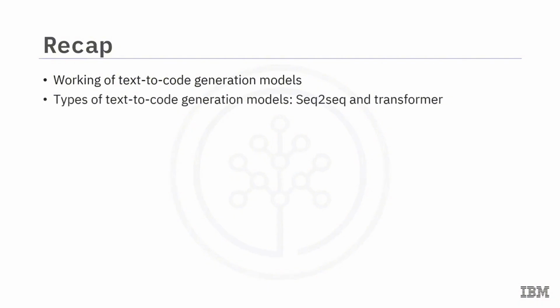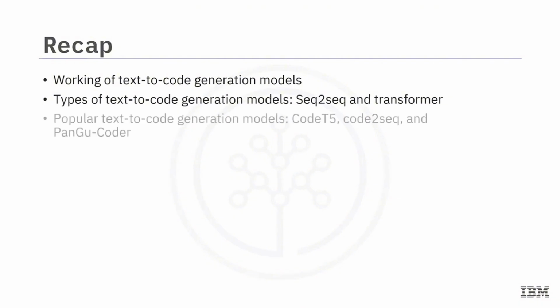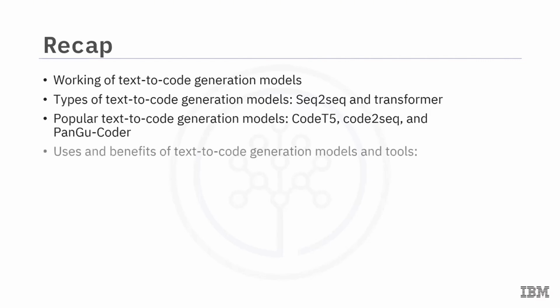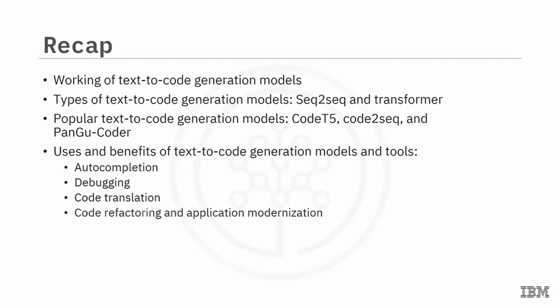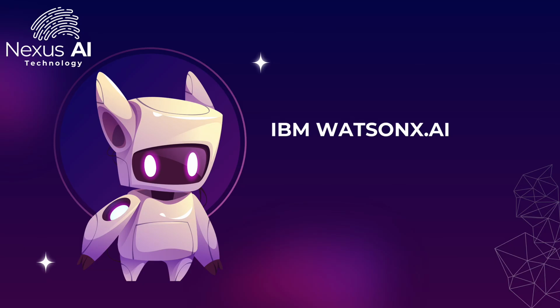There are two types of text-to-code generation models: sequence-to-sequence and transformer. You also learned about the most popular text-to-code generation models: CodeT5, Code-to-Sequence, and PanGu-Coder, and their uses. Finally, you learned the various uses and benefits of text-to-code generation models and tools for auto-completion, debugging, code translation, code refactoring, and application modernization, providing recommendations for libraries and frameworks, test data generation, and code documentation.